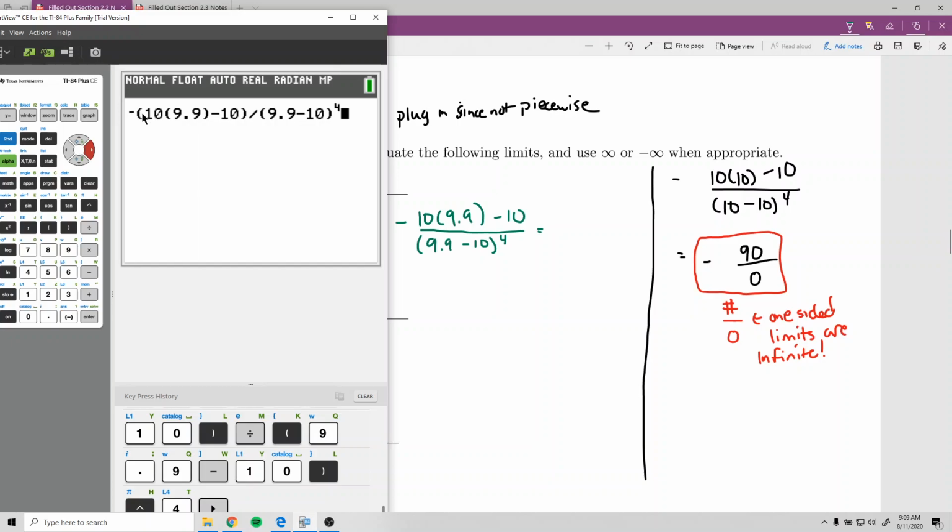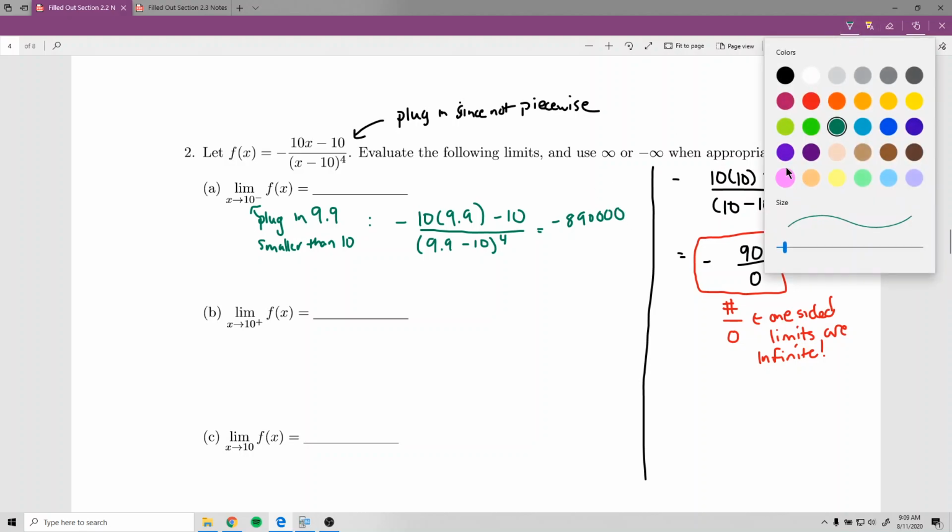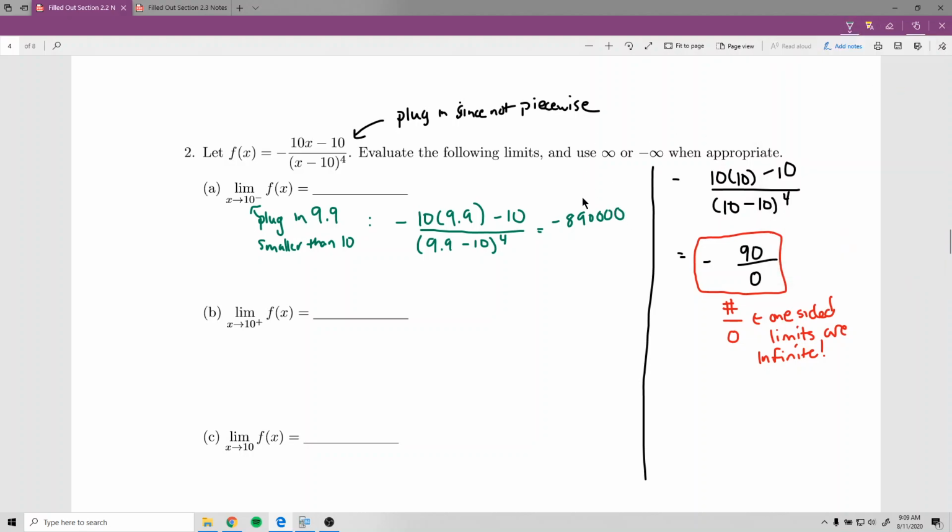Make sure that when you use that negative, it's out front, so it can't be just on the 10, it has to be out front of the whole thing. And we got some really big negative number. Negative 890,000. Well, once again, the only important thing is that since this is negative, that means the limit's going to negative infinity.